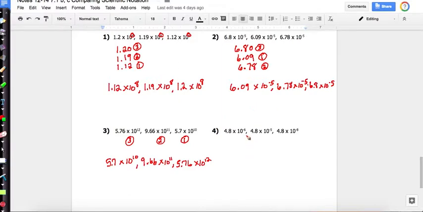Okay, look at example number 4. They are all different exponents. We have -6, -5, and -8. So which one is the smallest? Good. -8. Remember, the farther it is away from 0, the smaller it is. So which one would come next? Good, -6. And last, -5. Now don't forget to rewrite it in the order. So we're going to start with 4.8 times 10 to the negative 8. 4.8 times 10 to the negative 6. And last, 4.8 times 10 to the negative 5th.